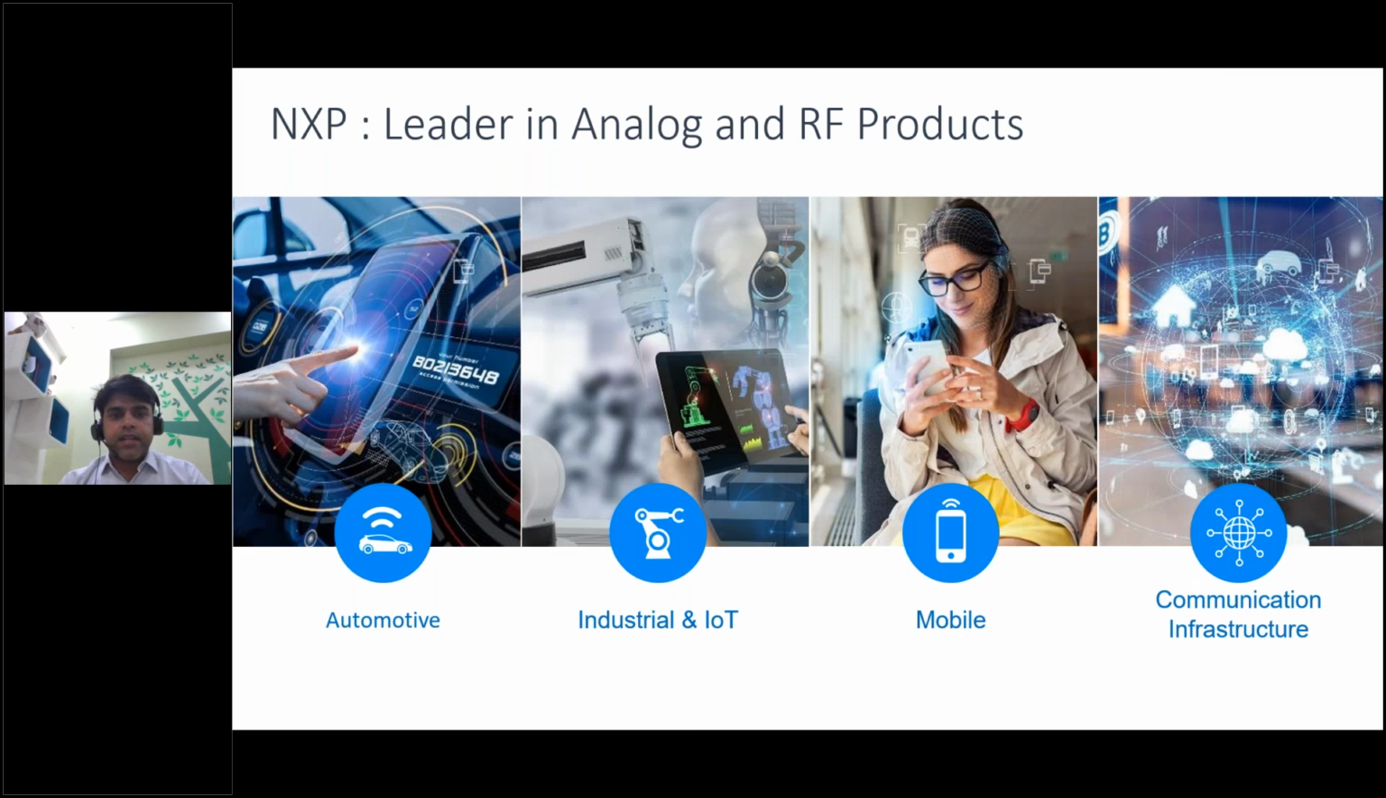Okay, and as I said, it's all about where all your solutions are, and these are the places where NXP has a leadership position: in automotive, in industrial and IoT applications, in mobile, and in communication infrastructure. It's not that NXP products are not used in many other applications, but these are the places where the majority of our revenue comes from. Next slide.